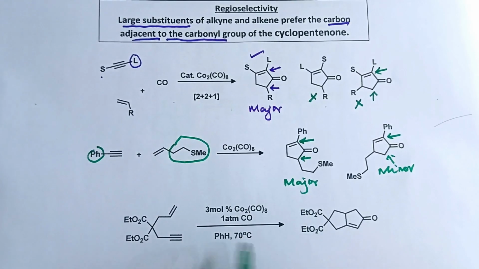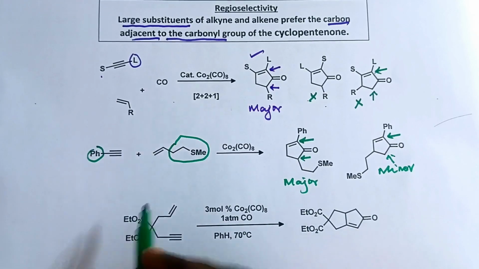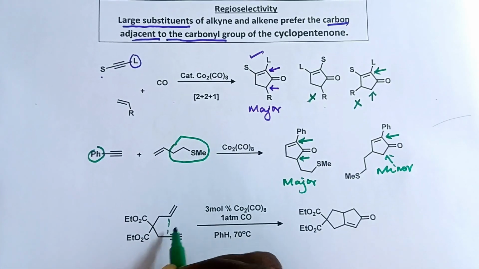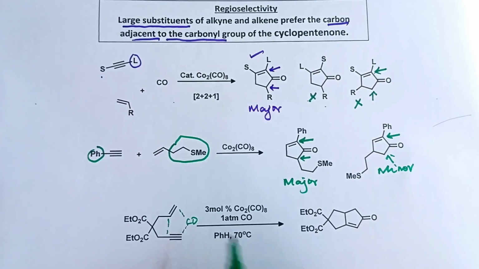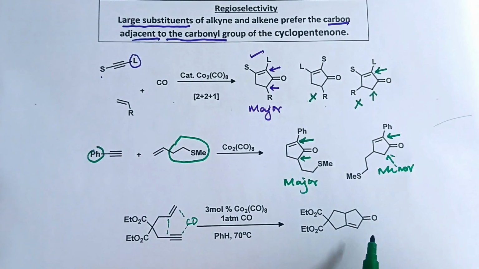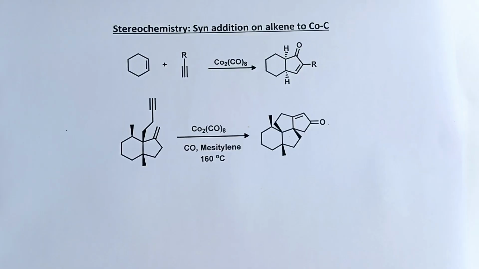And look at this one. This is intramolecular Pauson-Khand reaction. After the cycloaddition, you get the product like this, cyclopentanone fused with a cyclopentane. We studied about the regiochemistry of Pauson-Khand reaction.